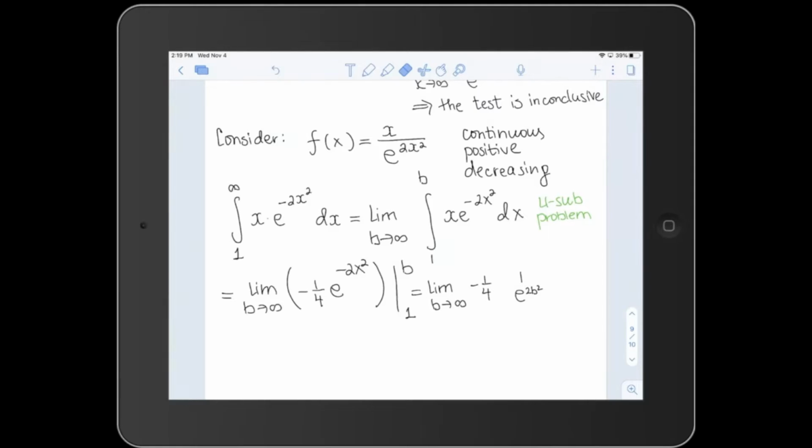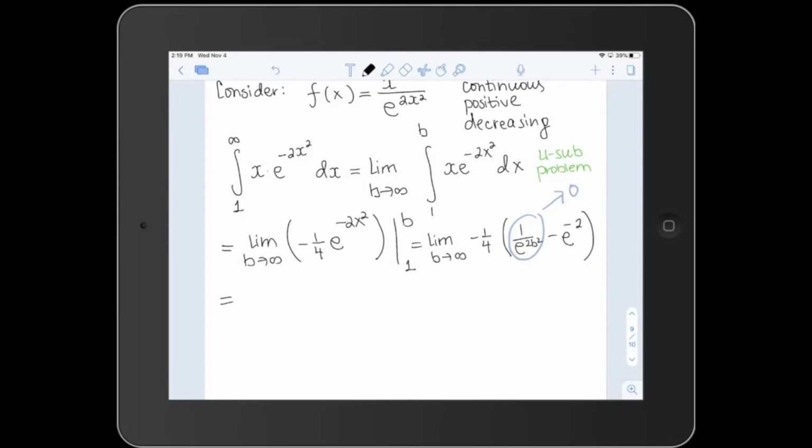And then for the second expression, we get minus e to the negative 2. It does not depend on b. So this piece right here goes to 0. Final answer for this integral, we have minus and minus, so that gives us a plus, which makes sense. We should get a positive area. It would be positive 1 over 4 e squared. This is a finite area under the curve.